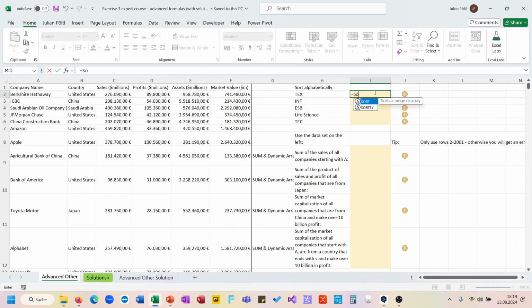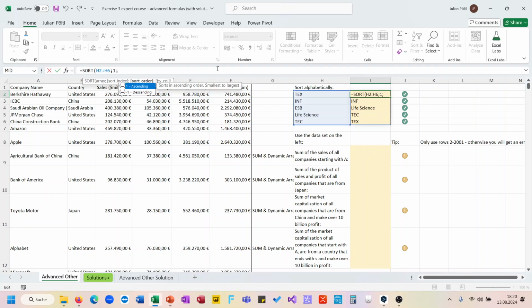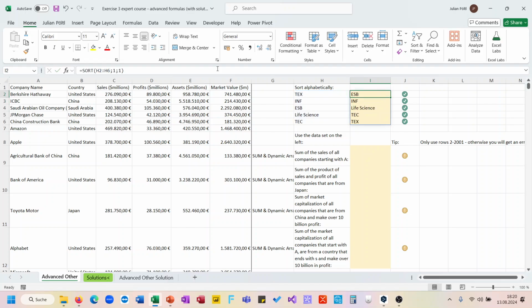So here we have the exercise. First, we should sort this alphabetically. Type in SORT, select the range and then enter. You could also input the sort index and the sort order here, but both are the standard setting for the sort function, so you don't need that.